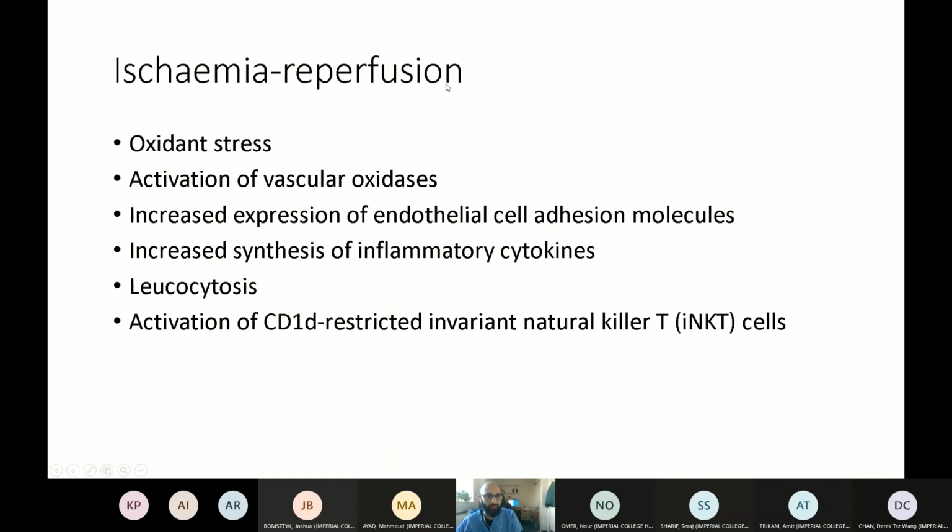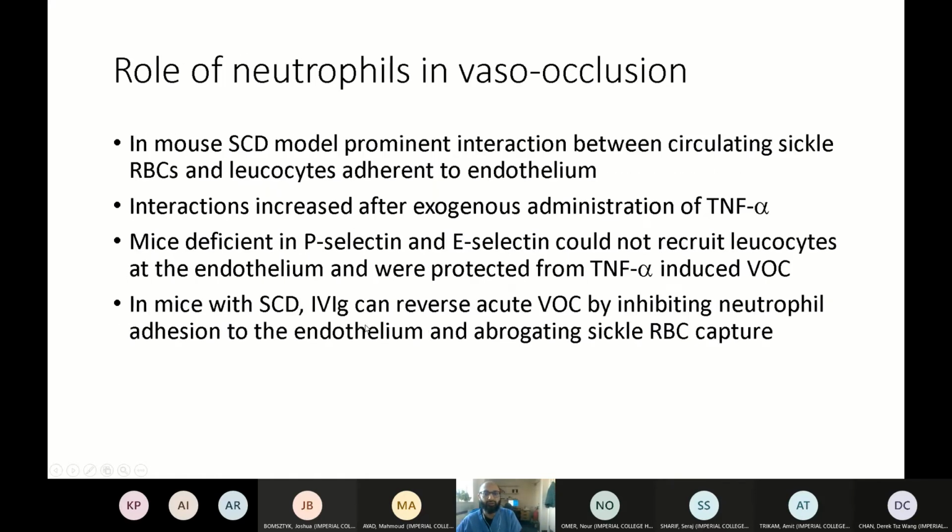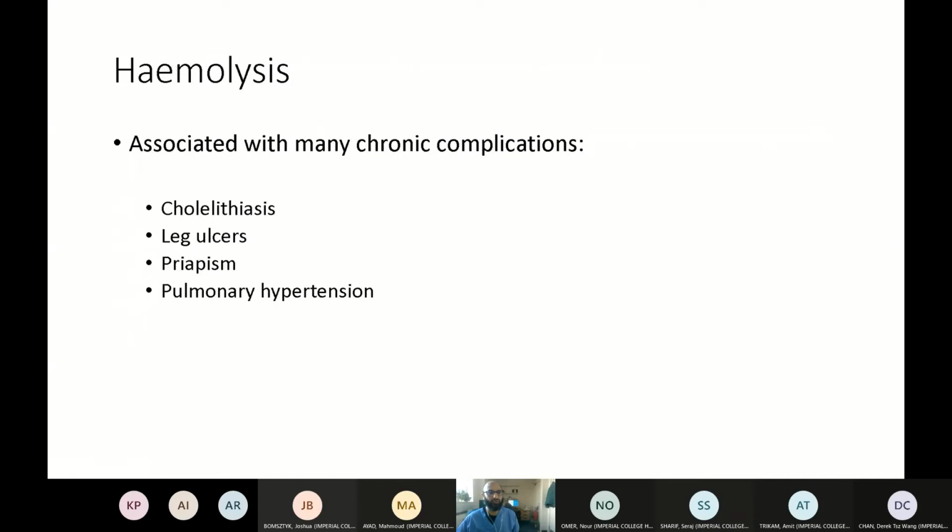We talked about the ischemia reperfusion pathophysiology, and just to highlight again, the reperfusion stage leads to release of inflammatory cytokines and activation of vascular oxidases. I'm just going to skip over some of these slides because there's a bit too much detail on them. So coming on now to the hemolysis.